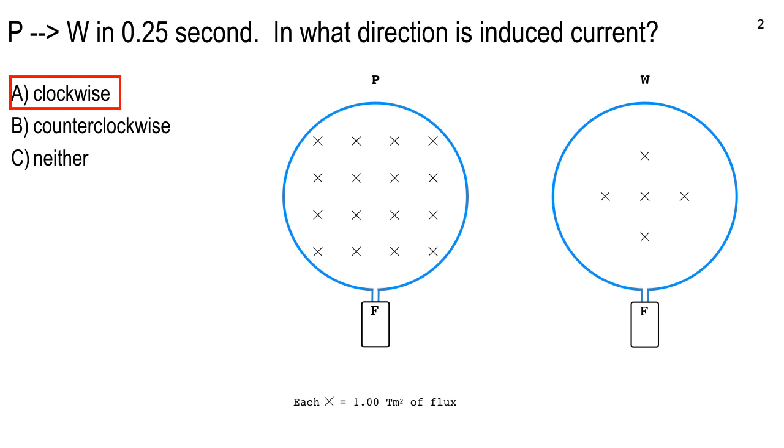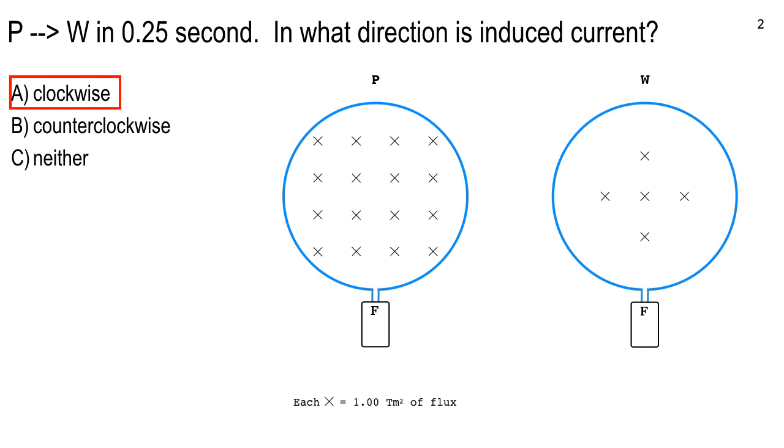So the north pole of the magnet is fairly close to the loop. The N pole is here, the S pole is back here, and it's fairly close to the loop. So you've got a lot of X's in state P, but now in state W you bring it back a little bit. You lose some of those X's. Now what that means is that the average strength is not as intense.